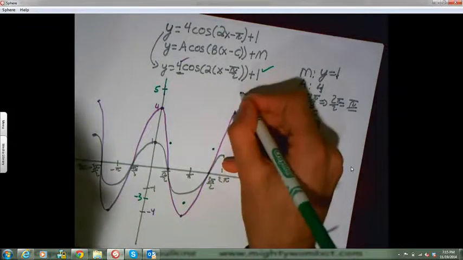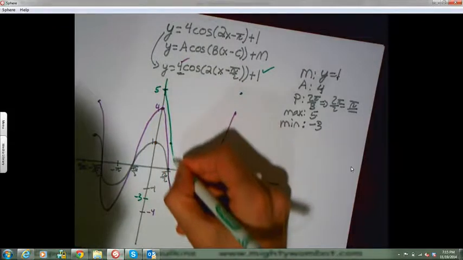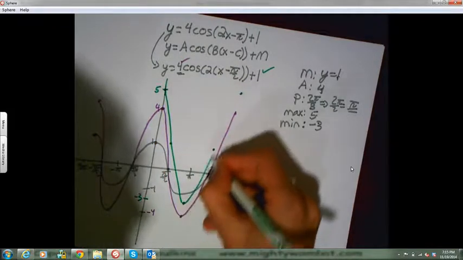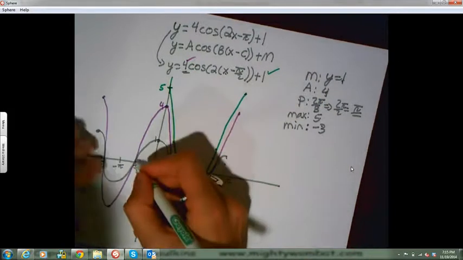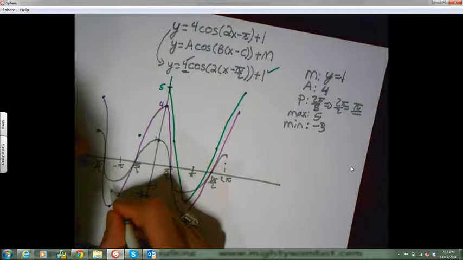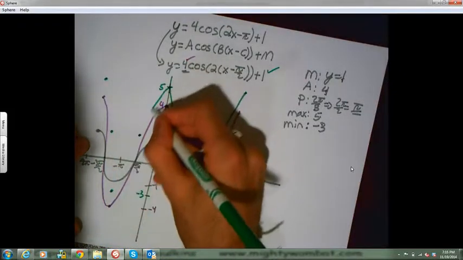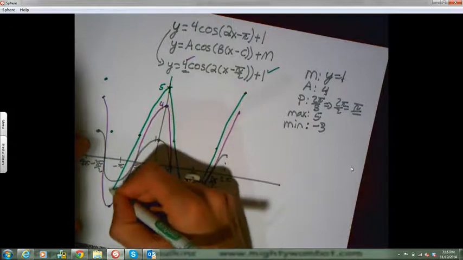So here we go. We're going to come down. Over here, the 0 comes up to a 1. The negative 4 comes up to a negative 3. The 0 comes up to a 1. The 4 comes up to a 5. And there we have it.